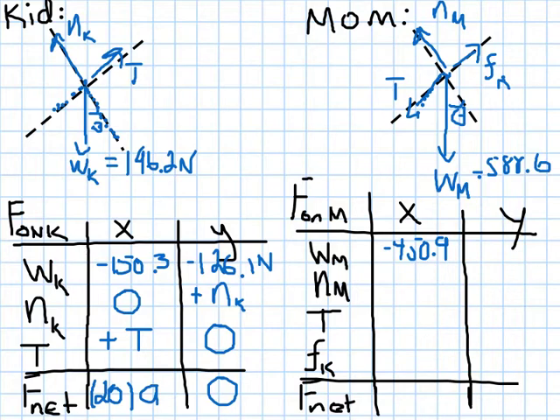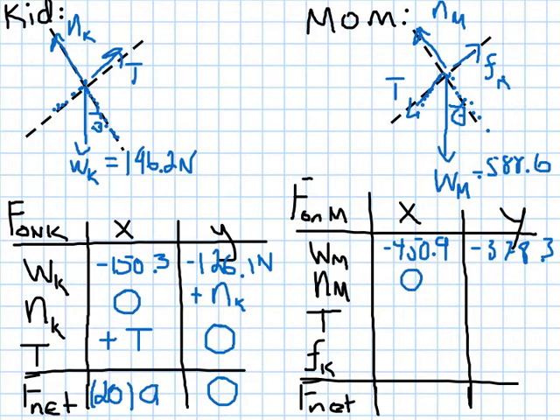The y component we're going to find by taking the cosine of the angle. So 588.6 newtons times the cosine of 50 degrees is going to produce 378.3 newtons. Again, that's negative because it points in the negative y direction. So negative 378.3, and that's in newtons.